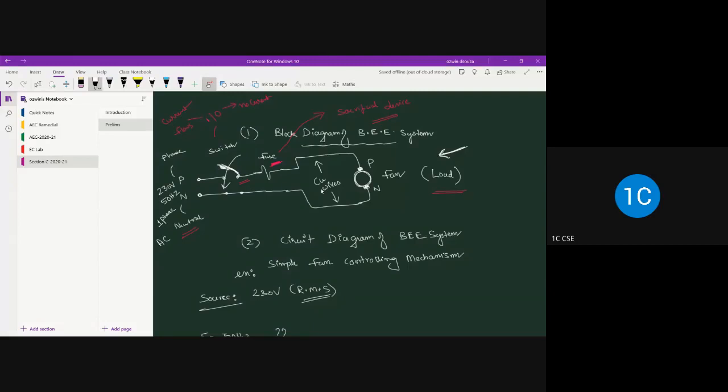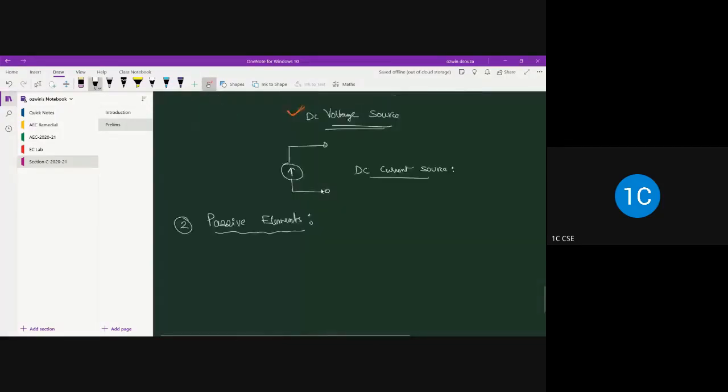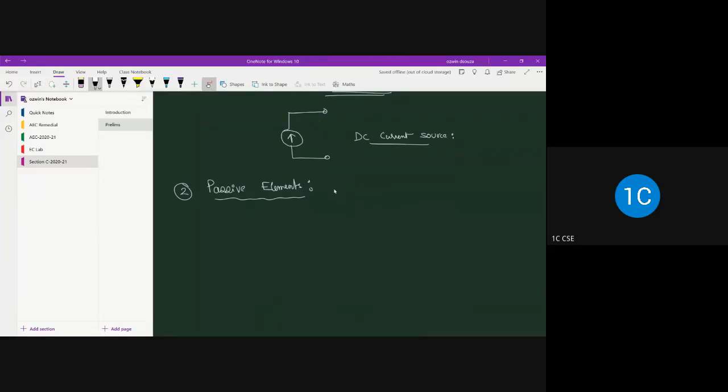The devices which take the energy from the source are called passive elements. In other words, passive elements are those elements which do not possess energy on their own. They don't produce energy, instead they take energy from the active elements. Examples: resistor, capacitor, and inductor.